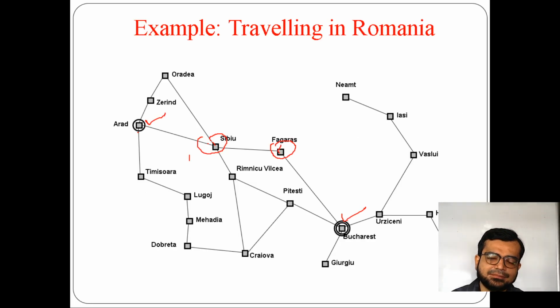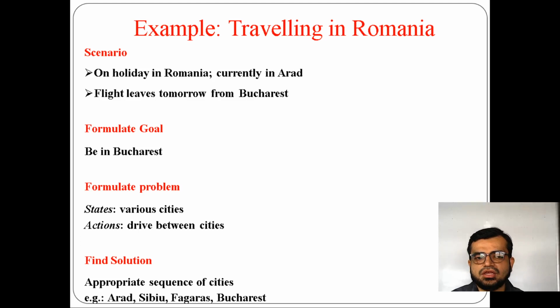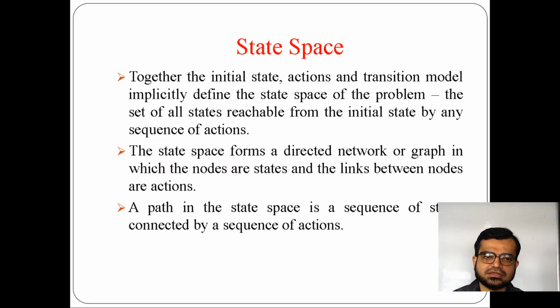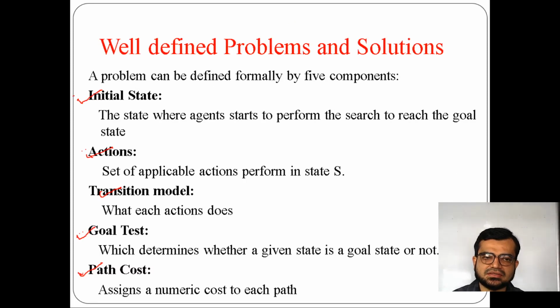So with an example that I have taken, that of traveling in Romania, where you are using a network based path, that means reaching from one location to another location. And I explained how you can formulate the goals and the problems. With this example I explained about that, and you got clarity on state space and the basic 5 components while you are defining any problem in artificial intelligence.